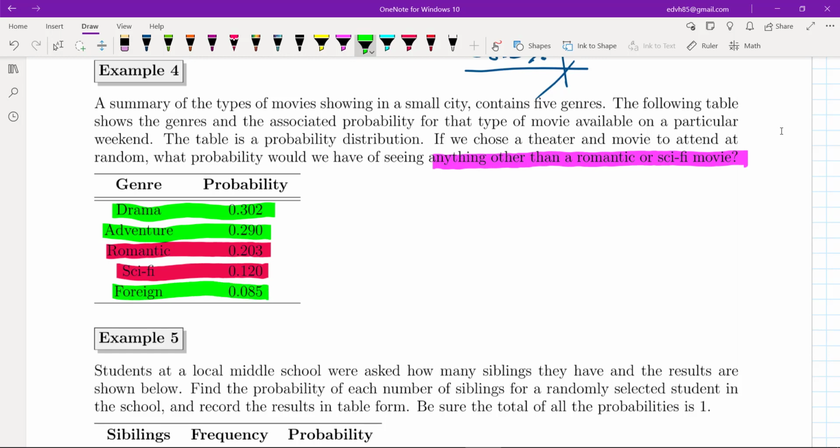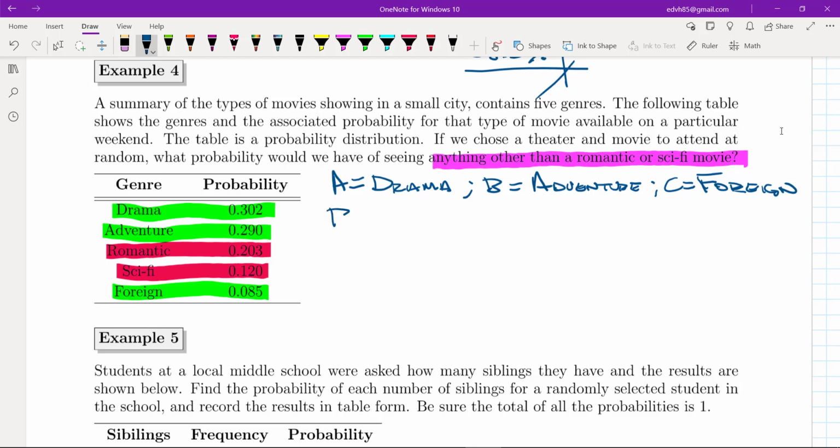In this case, if you set up the 3 events, event A, drama, event B, adventure, and event C, foreign. So this is what we do. Let's set up the probability. P, the probability that either A or B or C, this will be only the sum of the probabilities.